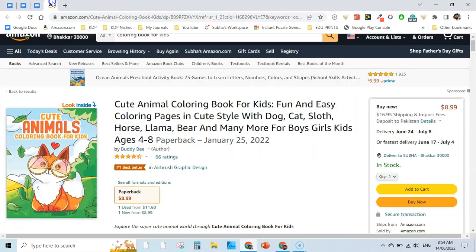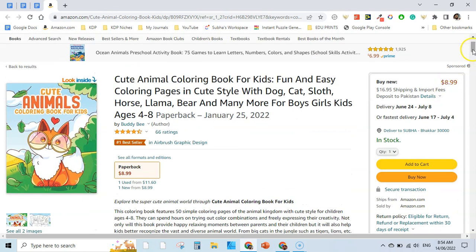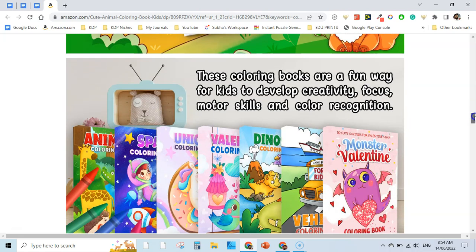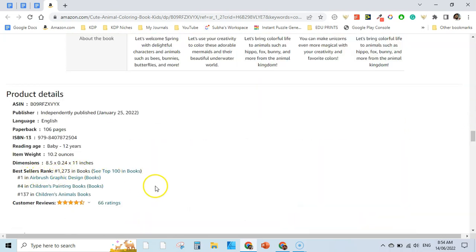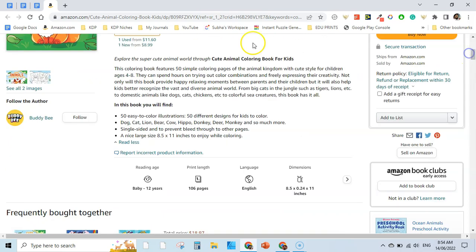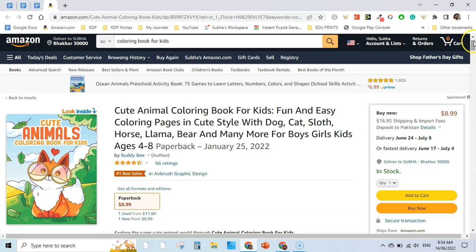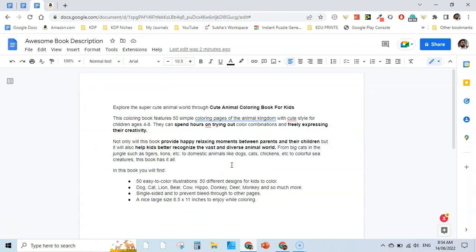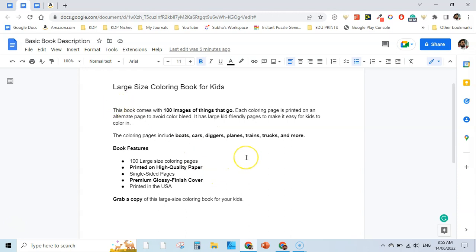I must say, you can see this is the cute animal coloring book. The cover is very good, priced at $8.99, and let me show you they have A+ content, and their A+ content is amazing. Bestseller rank is 1273. It is making hundreds of copies per day. That is a combination of book cover, title, and A+ content. Book description is also playing very important role because it is including the final outcome or the benefits of using or purchasing this book.